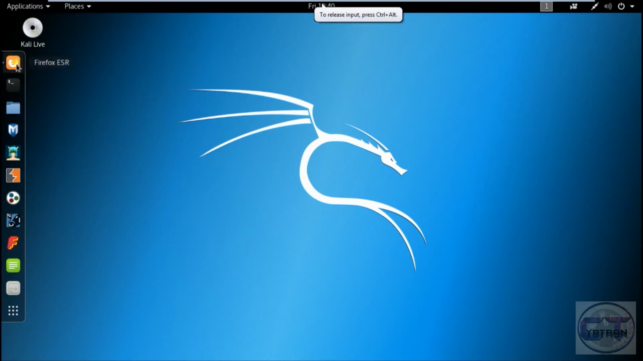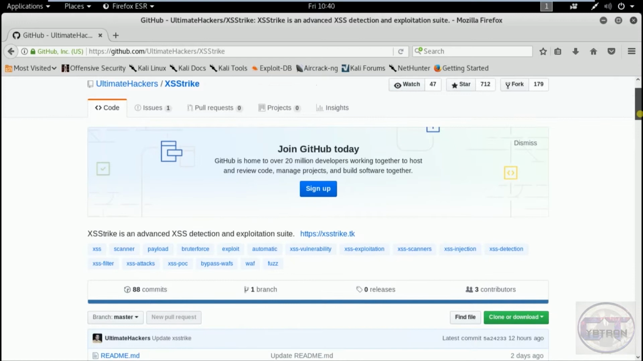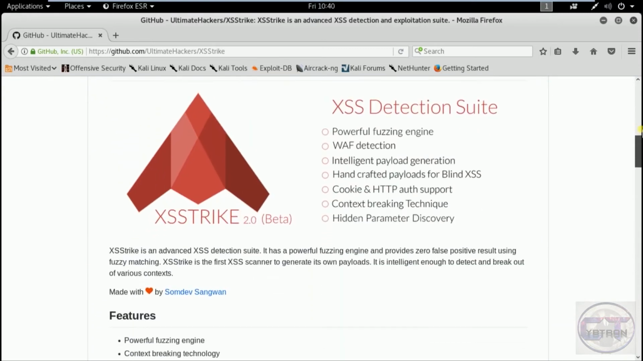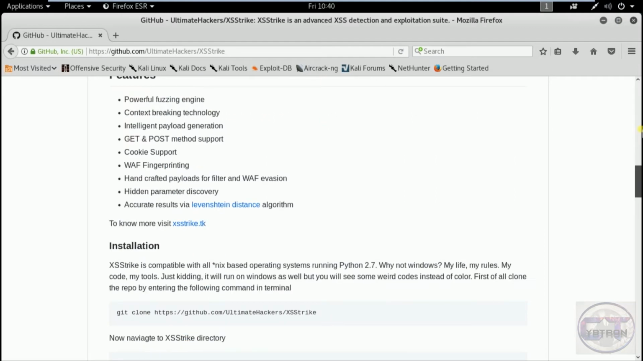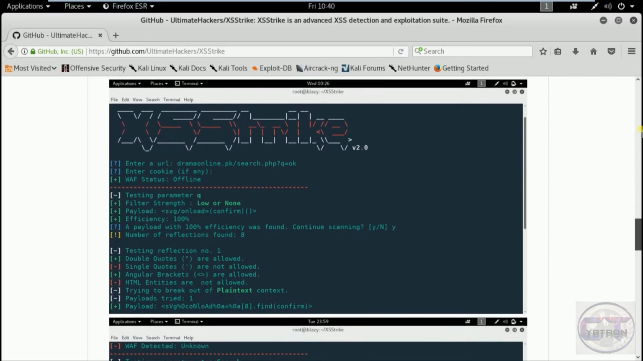XSStrike is an advanced XSS detection suite. It has a powerful fuzzing engine and provides zero false positive results using fuzzy matching. XSStrike is the first XSS scanner to generate its own payloads. It is intelligent enough to detect and break out of various contexts.